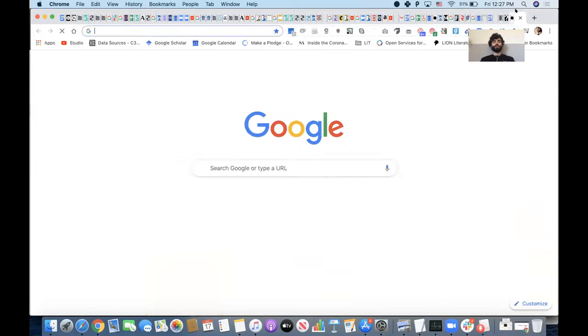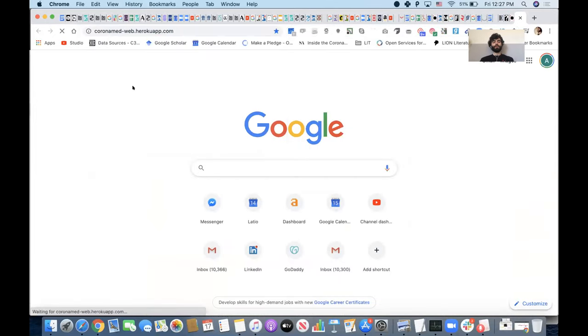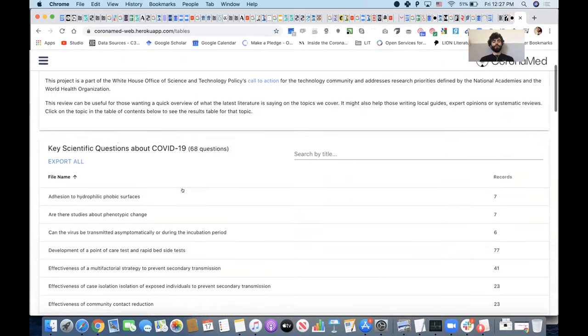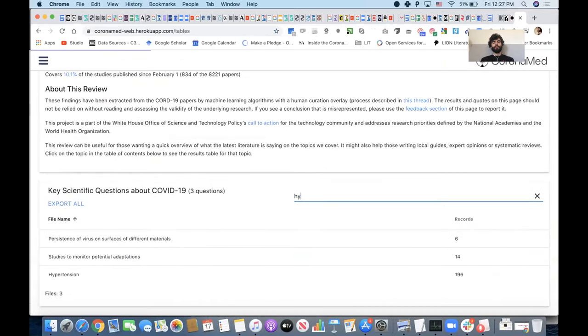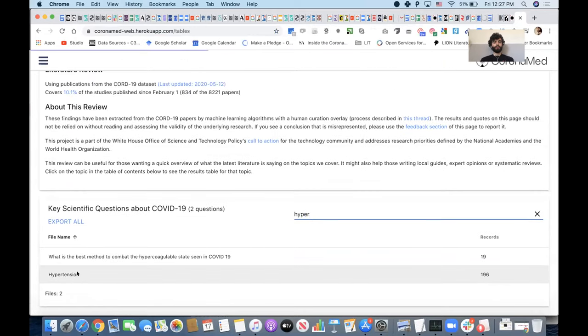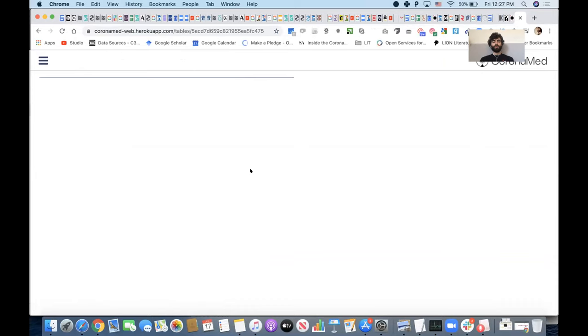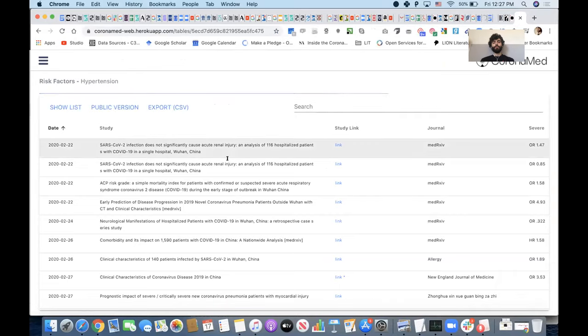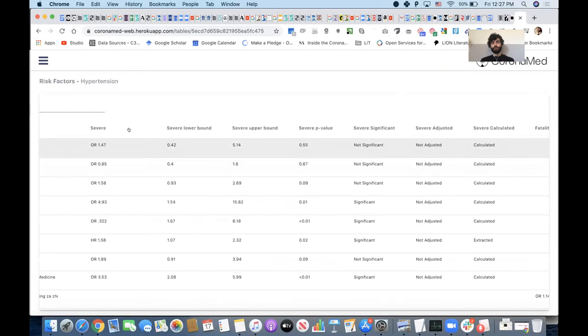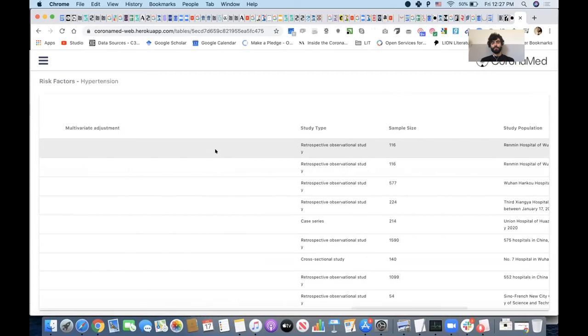So if we go back into our CoronaMed portal, let's say we don't have anything on angiotensin here, but we have something related to hypertension. On hypertension, we can see all kinds of extra data that we've already extracted manually. So this table, if it loads, will showcase sample size and very specific types of data that researchers understand, like study type and sample size.